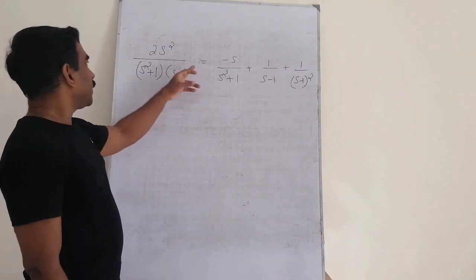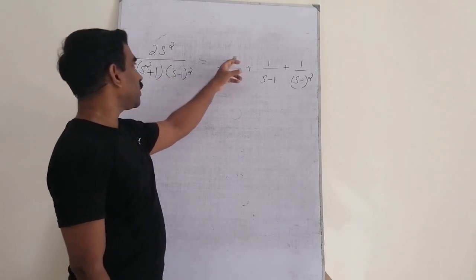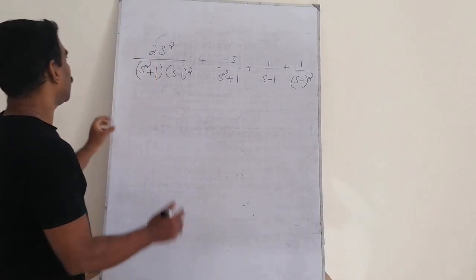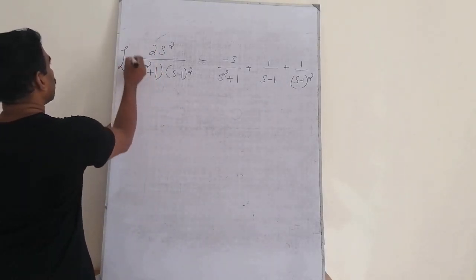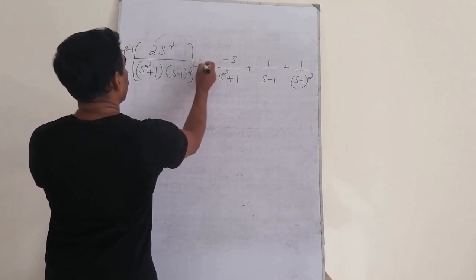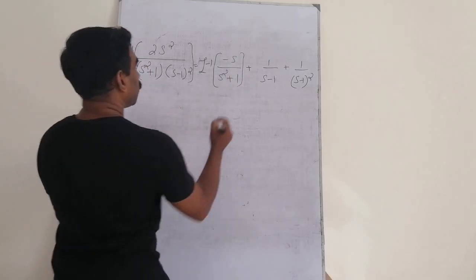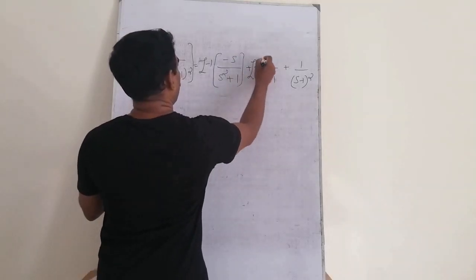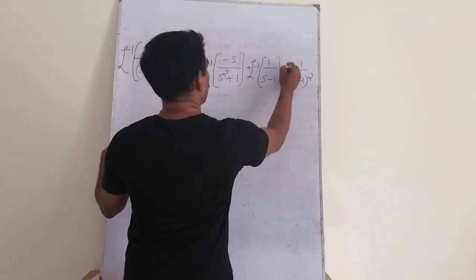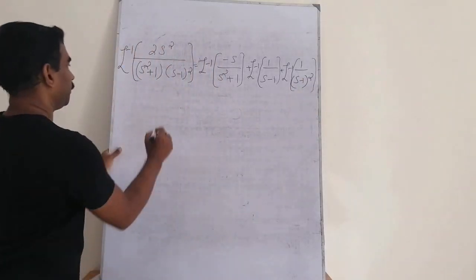Thus we have the simpler fraction: 2s² divided by (s² + 1)(s − 1)² is −s by (s² + 1) plus 1 by (s − 1) plus 1 by (s − 1)². Therefore, the inverse Laplace transform of this expression equals the inverse Laplace transform of −s by (s² + 1), plus the inverse of 1 by (s − 1), plus the inverse of 1 by (s − 1)².